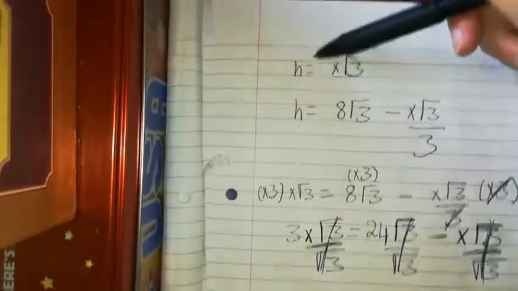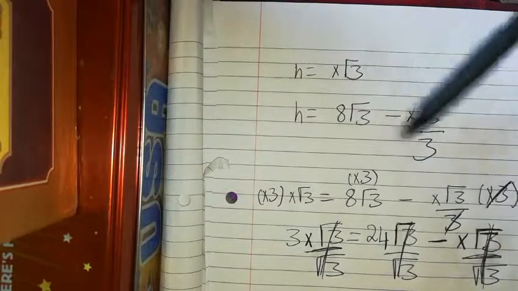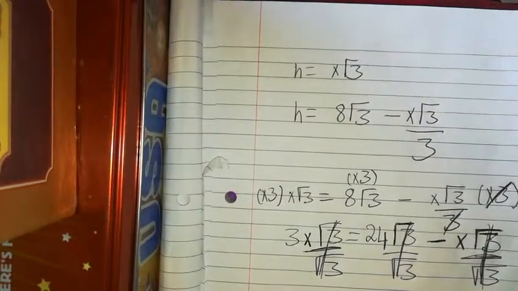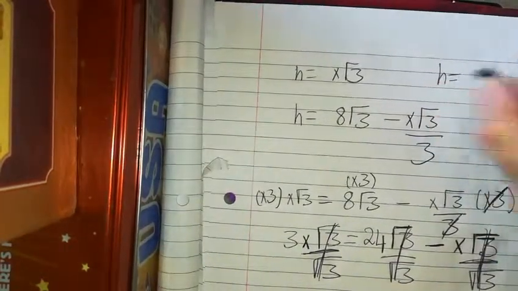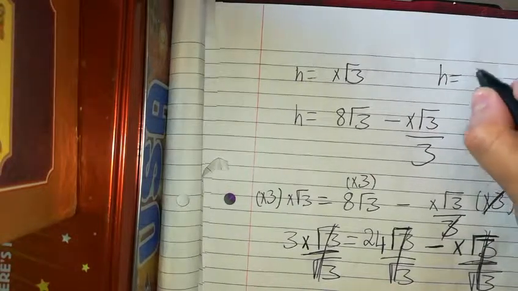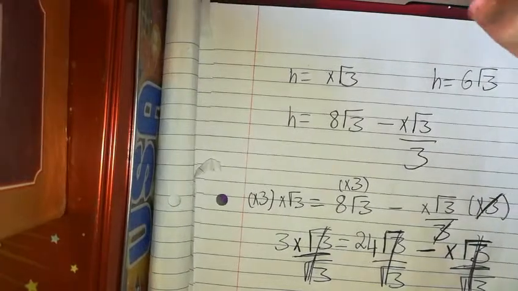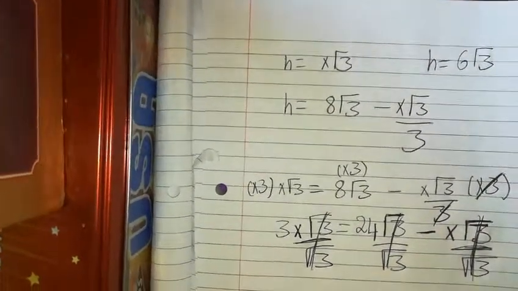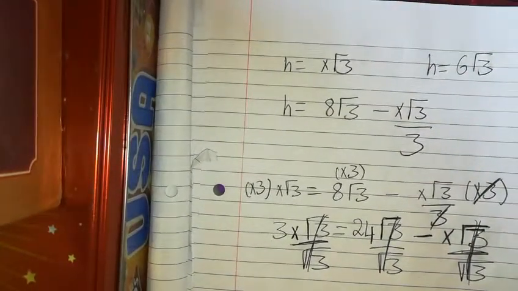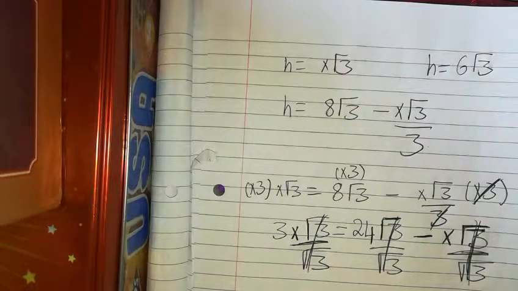But I know that h is equal to, I can plug x back into this one or this one. It might just be handier to plug it back into the first one. So h is x root 3, but I got that x was 6. So h is going to be 6 root 3. So that was a little bit lengthy for that question, but once we got through it, it was okay. So that is our answer for that.